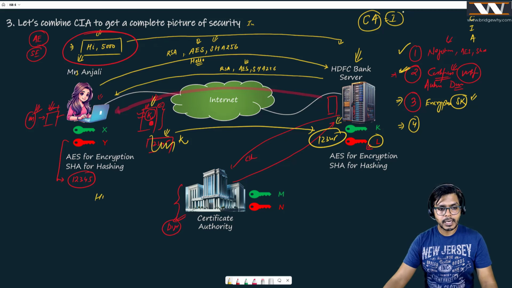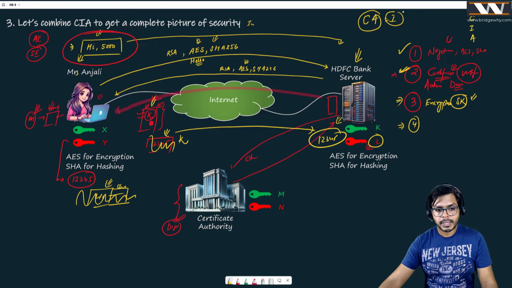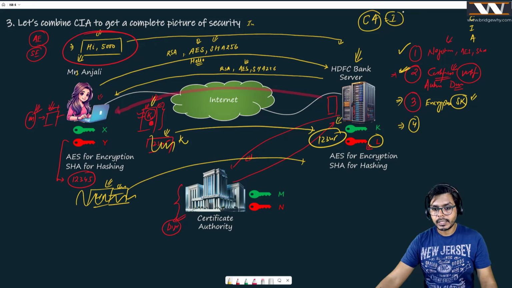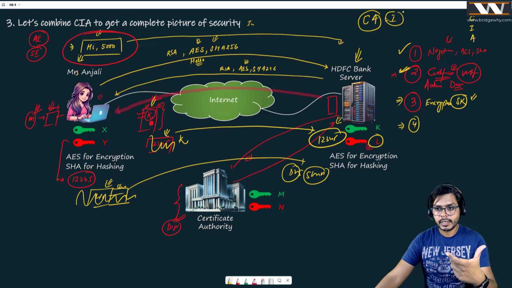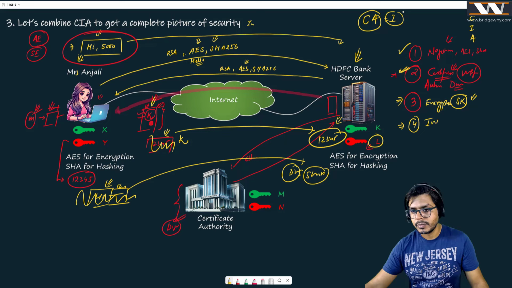Suppose Anjali is sending hi. What is Anjali going to do? Anjali will take this hi, pass it through the SHA algorithm, and place the hash right here. And then she encrypts the message. Once she encrypts the message, it is going to be here. At the destination, I can decrypt the message. After decryption of the message, I can run the SHA algorithm to check whether my message integrity is there or not. If it is there, I have managed integrity also.